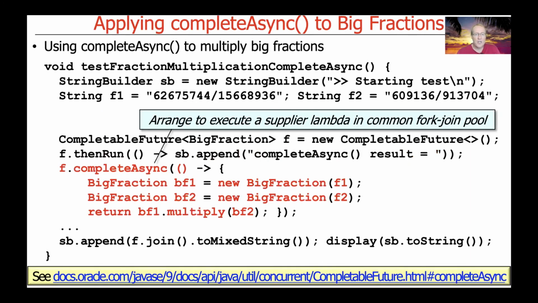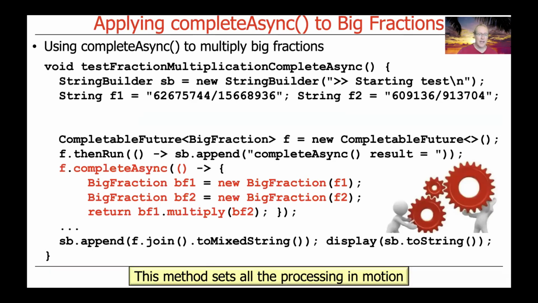Then we arrange to execute a supplier lambda in the common fork join pool. So now we're going to complete this operation asynchronously. If we just use complete, it would block the calling thread. This will not block the calling thread. Instead, it's going to take this lambda expression and schedule it to run in a worker thread in the common fork join pool. And you can see what it does is it takes those two big fractions and multiplies them together.